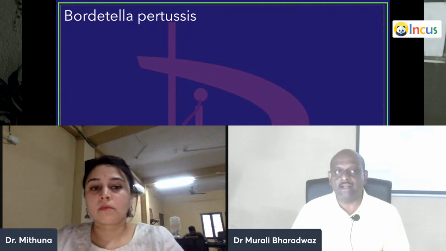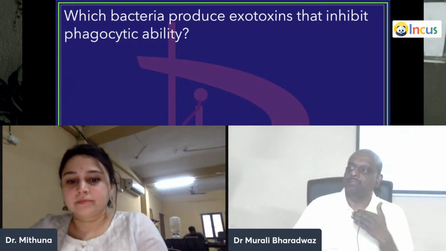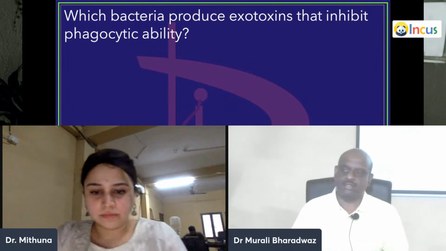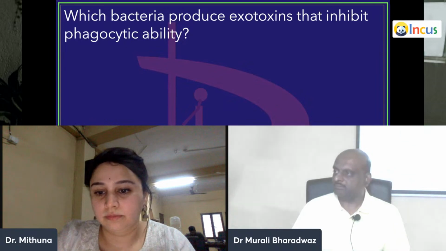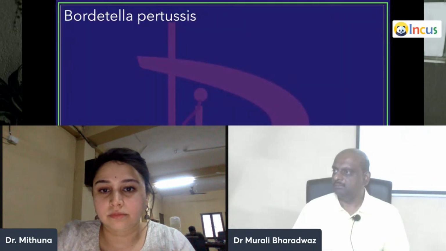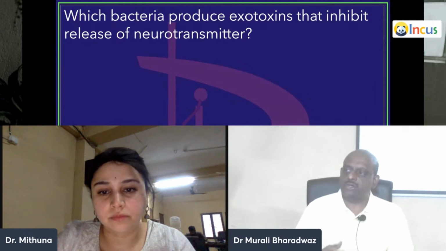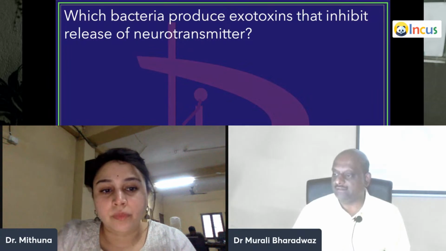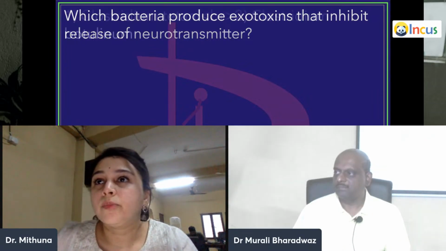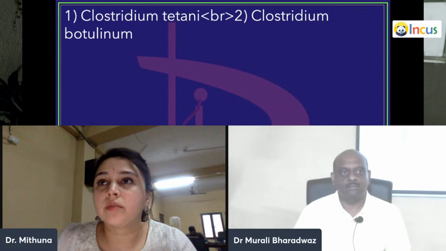It is the Bordetella pertussis, which typically is the one which produces the exotoxins that inhibit the phagocytic ability. Which bacteria produce the exotoxins that inhibit the release of neurotransmitter? Two things, sir, both belonging to the Clostridium family. One is tetanus and botulinum.